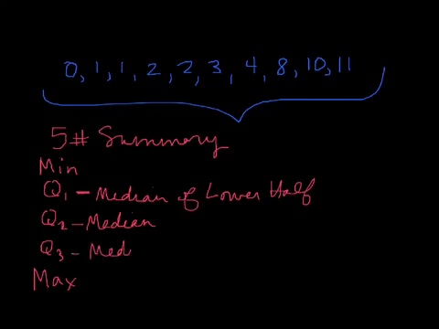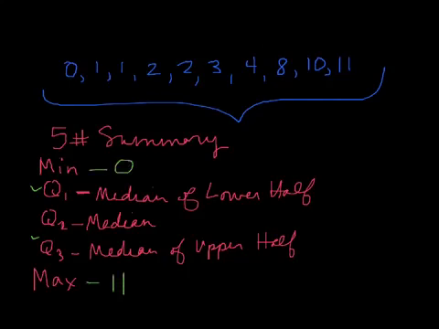Q3 would be the median of the upper half. So all 3 of those, Q1, Q2, and Q3, are medians. It's just that Q1 and Q3 are special kinds of medians. Okay, so for my 5-number summary, the minimum is easy. It's the smallest number, that's 0. The maximum would be 11 because that's the largest. Okay, then you cannot start with Q1. You have to go to Q2 because I need to know what the middle number of this entire list is.